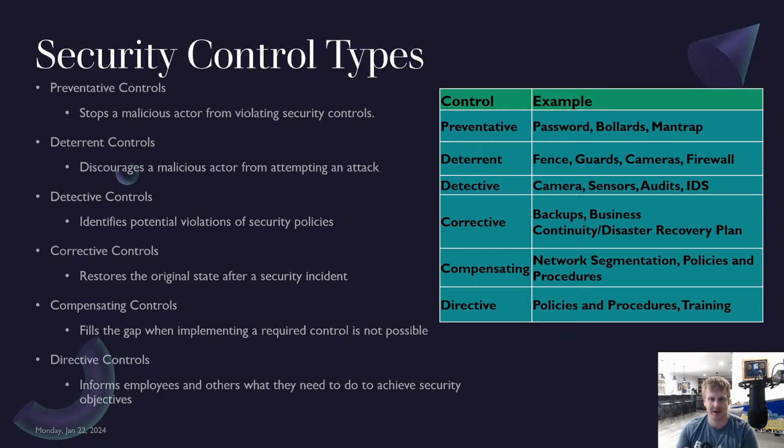Detective controls essentially identify those, right? Just like a detective finds the clues, you're trying to find potential violations. Corrective, essentially being able to restore back to the original, or back to a functioning environment. So things like your disaster recovery plan, your business continuity plan, those are corrective controls, and how those are built out, that is a series of corrective controls to restore your company back to working order after an incident. And then compensating controls are essentially fill a gap when you're not able to implement a specific control.